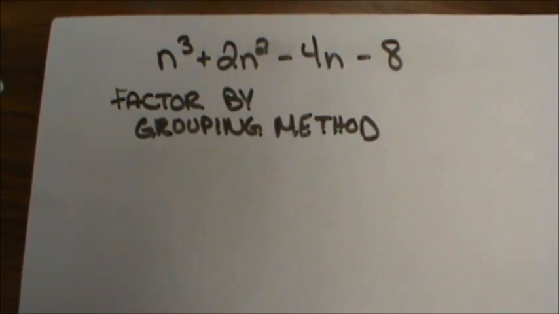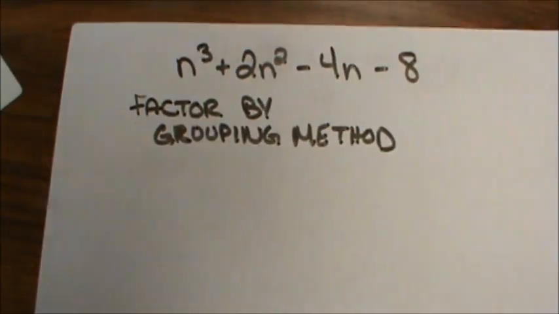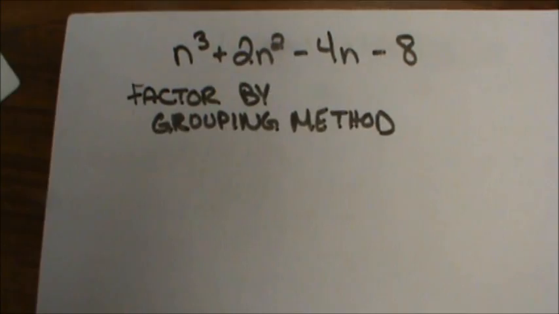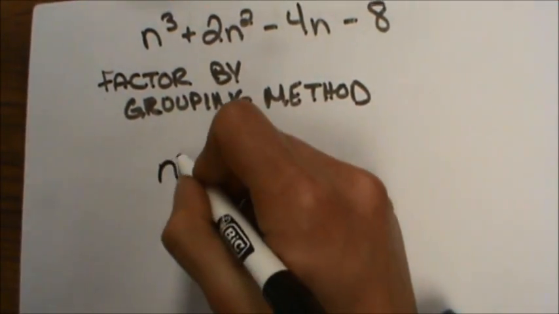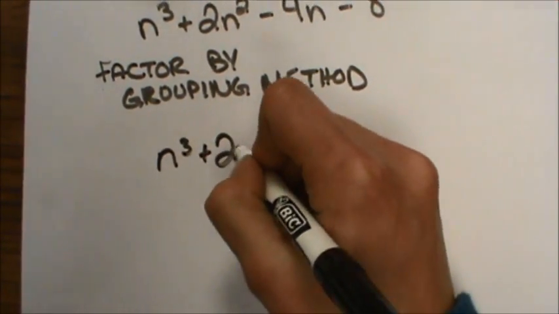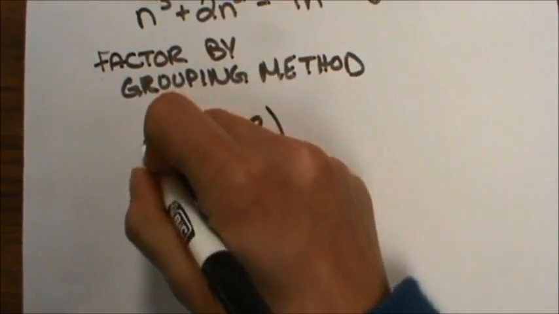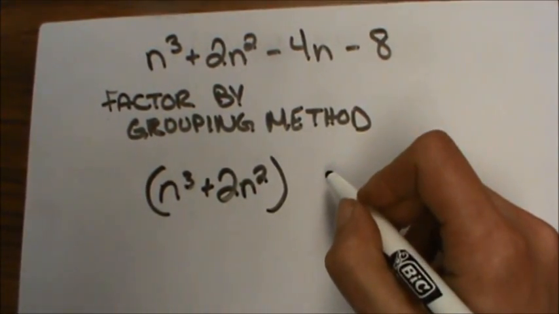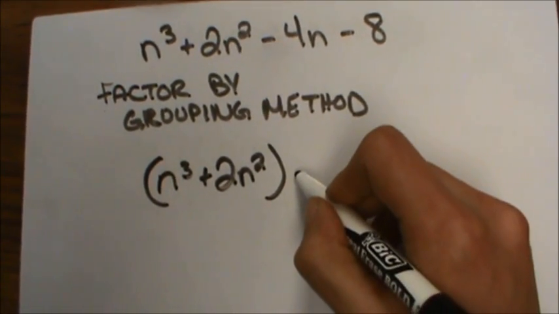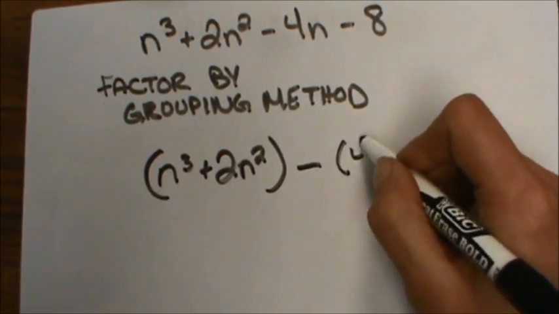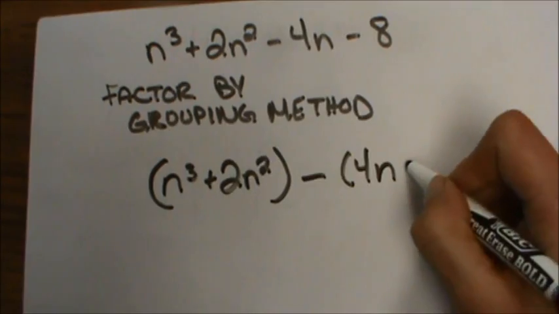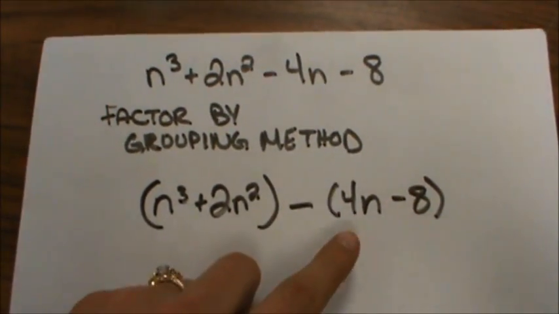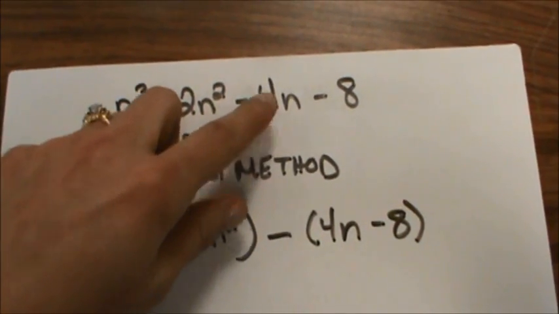Here's our other method of factoring this same polynomial. This one's trickier because of these negatives. We're going to rewrite the terms, grouping the first 2 together and grouping the last 2 together. And this is where it gets a little tough. If I just write negative 4n minus 8, this is not equivalent to this.